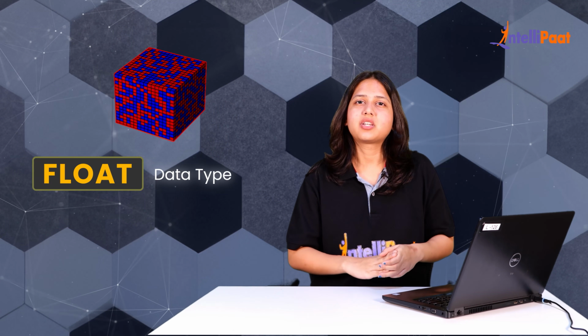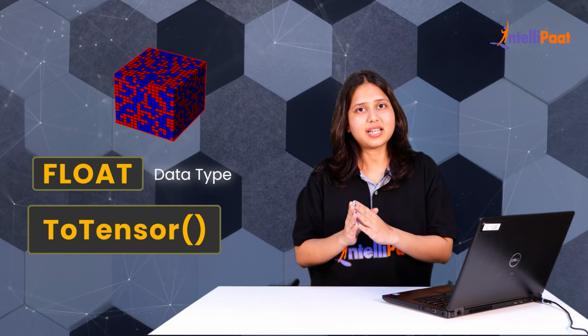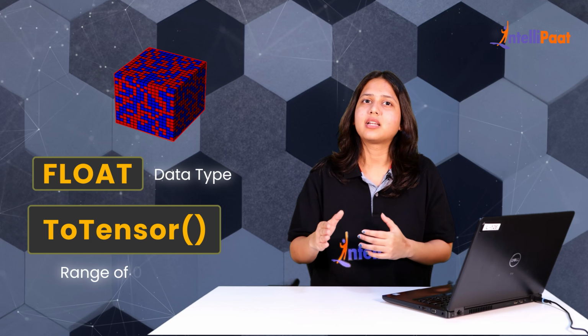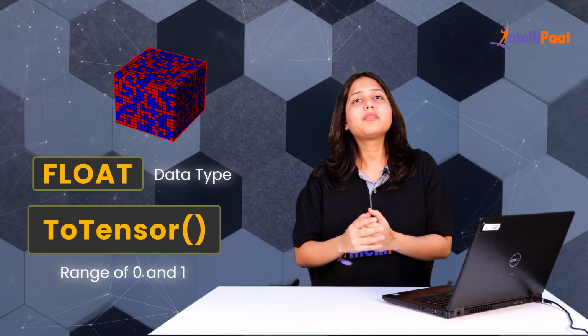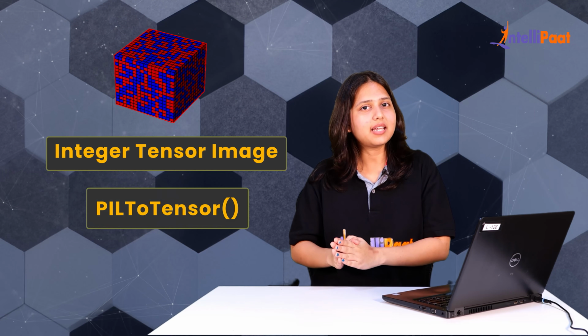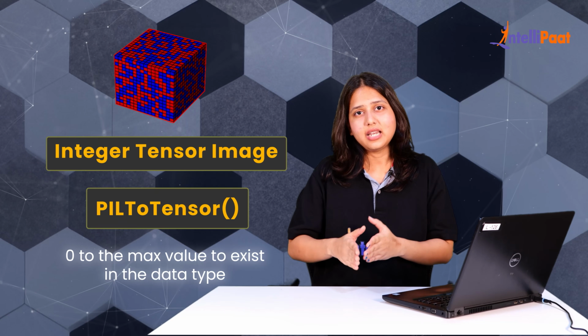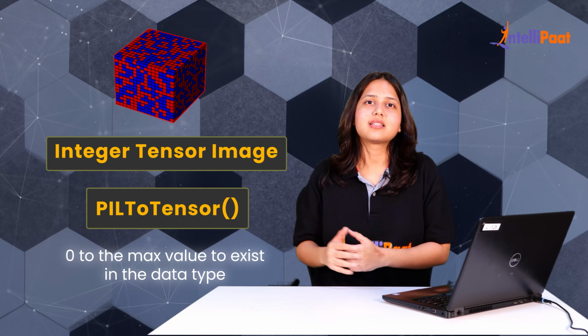Now if we convert the tensors to float data type, which can be achieved using toTensor method, the range of the tensor image values will be in the range of 0 and 1. But if we were to convert the image to an integer tensor image using PIL2 tensor, the range of values will come out to be 0 to the maximum value to exist in the data type.